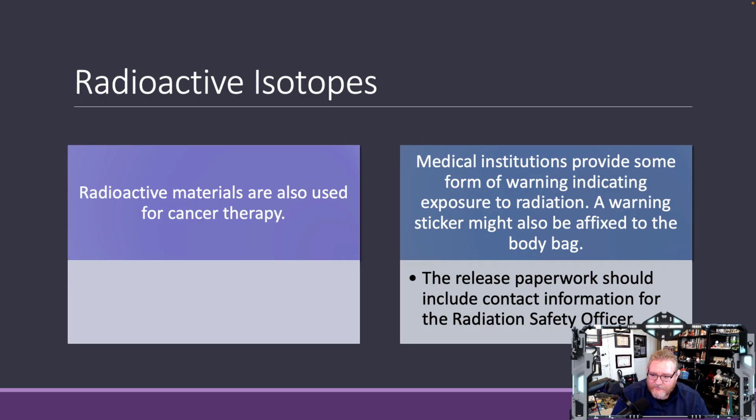Radioactive isotopes. Radioactive materials are also used for cancer therapy. Medical institutions provide some form of warning indicating exposure to radiation. A warning sticker may also be affixed to the body bag. The release paperwork should contain contact information for the institution's radiation safety officer.